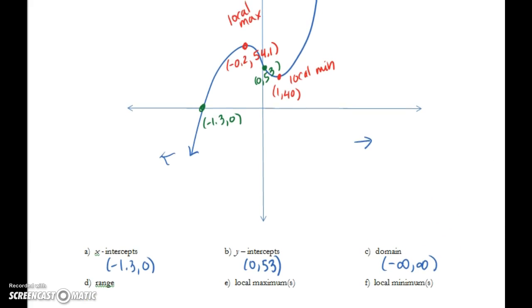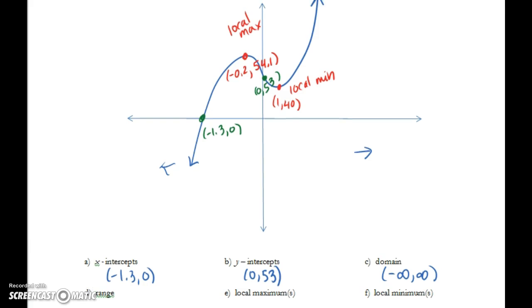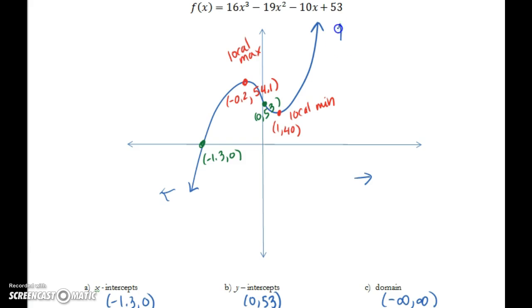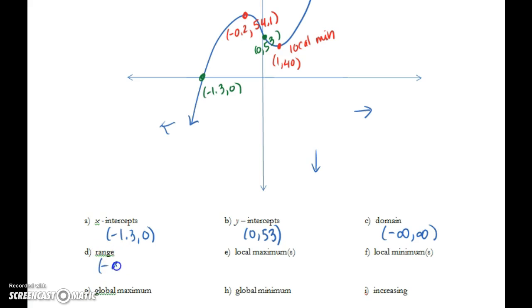And our range describes the y values that our graph is including. Notice that our graph goes up forever and down forever, and so our y values are also from -infinity to +infinity. Our local max we found using our calculator, -0.2, 54.1. And our local minimum we found as 1, 40.